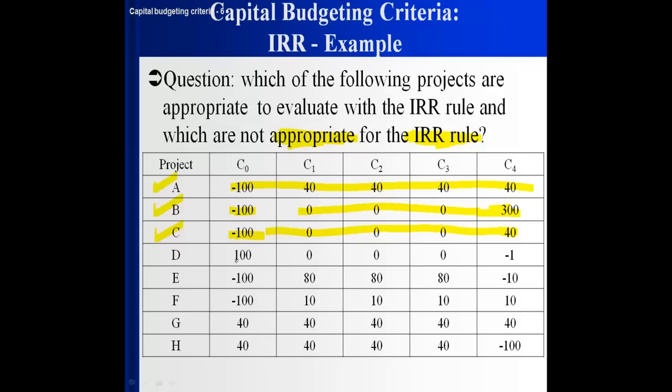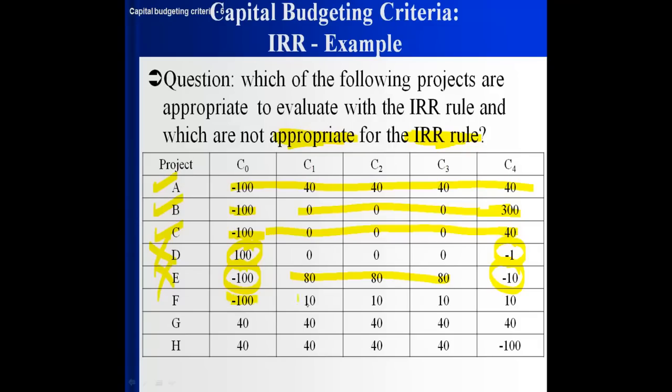How about D? We get 100 and then 4 years later we pay back 1. That is not conventional. But again, that's a great project. I get $100 today and 4 years later I pay back 1. It is a great project. I just can't use IRR to tell me that. How about E? Negative, then 3 positives, looking good. But a negative cash flow followed by all non-negatives with at least 1 positive, can't use IRR.